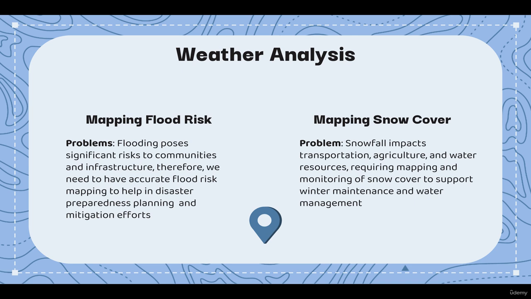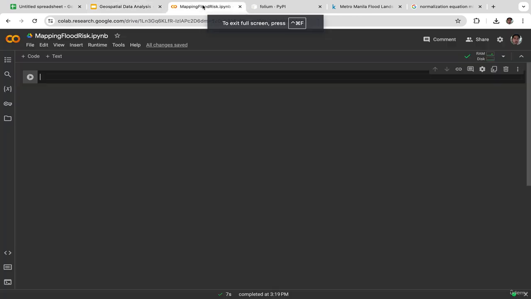So in the third project, we are going to analyze flood risk in Manila. That's the capital city of the Philippines. In addition to that, we are also going to map which locations have high risk of flooding and which locations have lower risk of flooding. Okay, let's get started. Let's go to Google Colab.